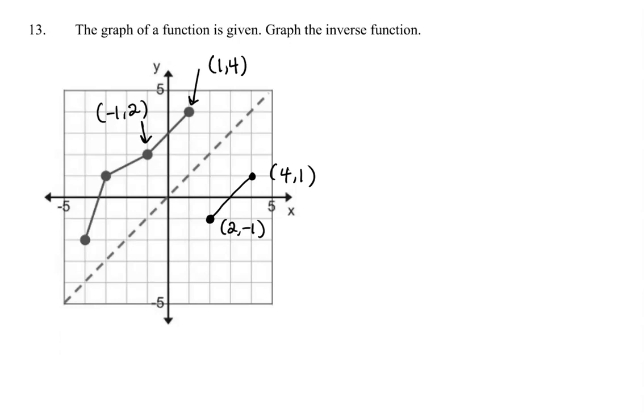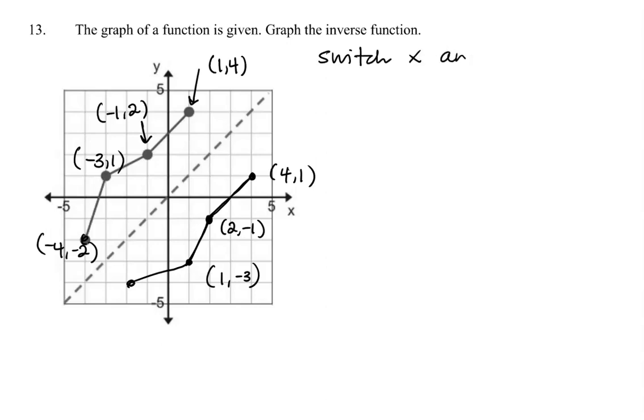And I went ahead and started connecting them. Here we have the point negative 3, 1, so I'll plot the point 1, negative 3. And then here we have the point negative 4, negative 2, so I will plot the point negative 2, negative 4. And then we have a graph of the inverse function. So to do this, all we really need to do is to switch the x and y coordinates.